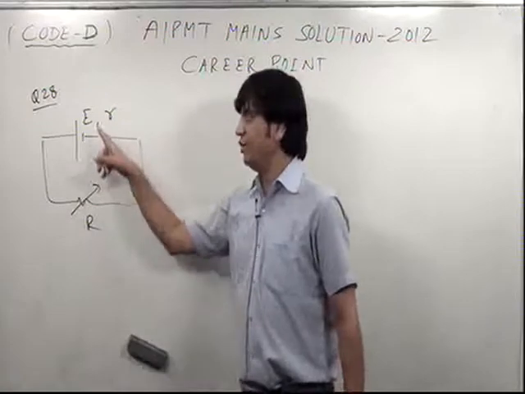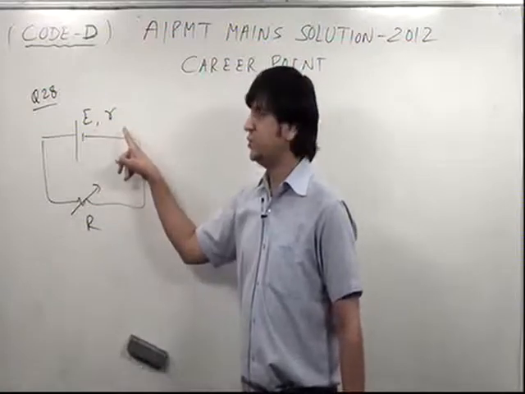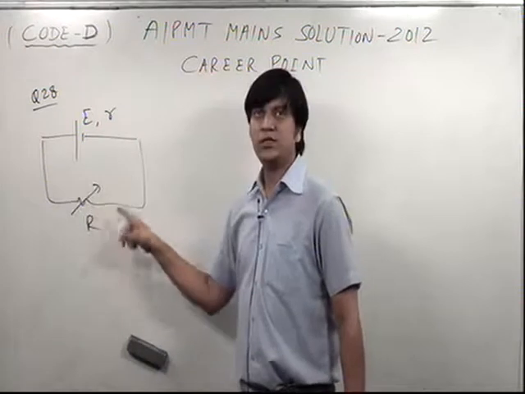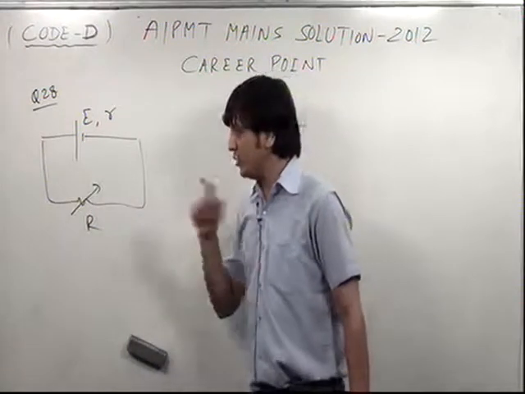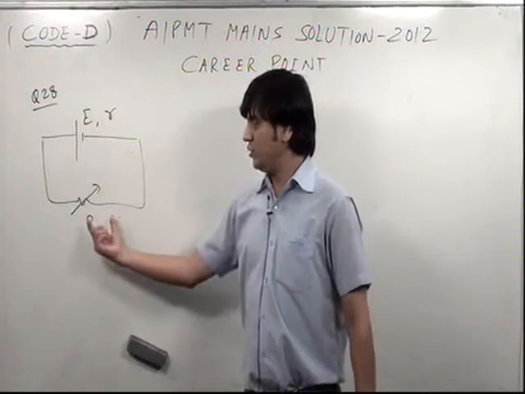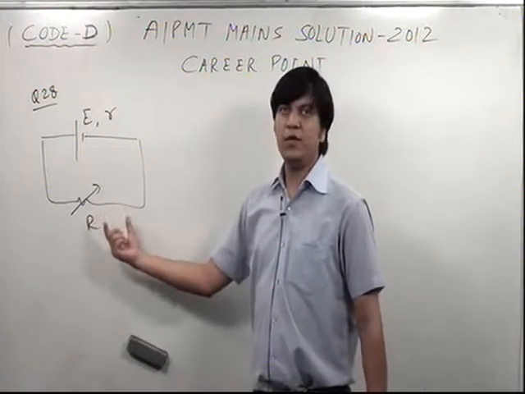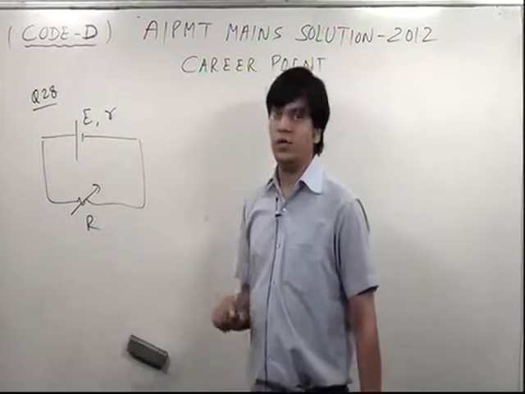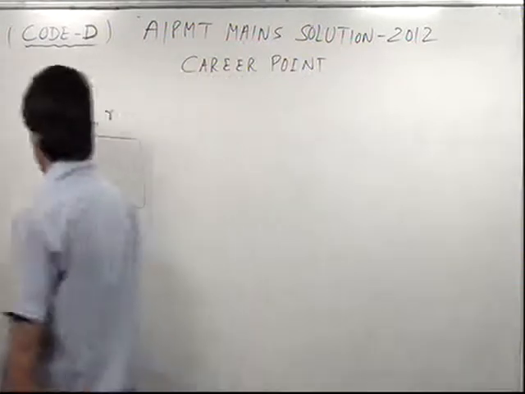What is the situation? We are having a cell of EMF capital E, its internal resistance is small r, and we are connecting this cell across a resistance, and the resistance has a variable value. So what is the question? The voltage across this resistance is capital V, so we have to plot the graph between capital V and this R. Okay, first of all we should solve an equation.